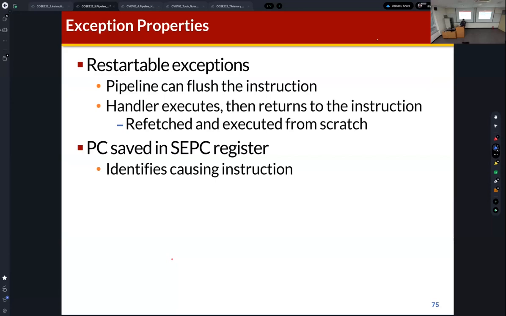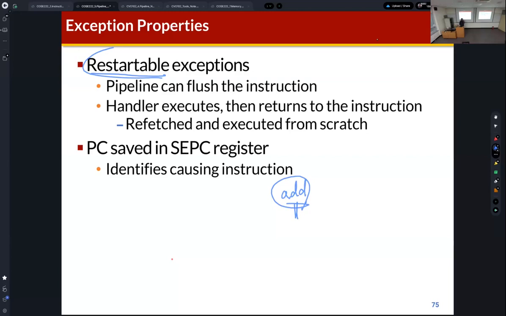There are two kinds of exceptions. So, restartable exceptions, and sometimes the programs cannot be recovered from the exception. Restartable exceptions means that even though the exception is detected and the exception handler is executed, after that the program can also execute the certain instruction.